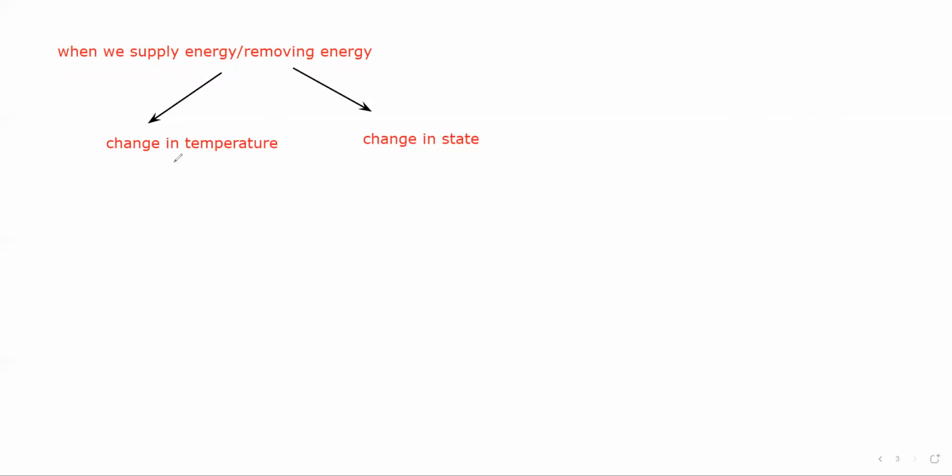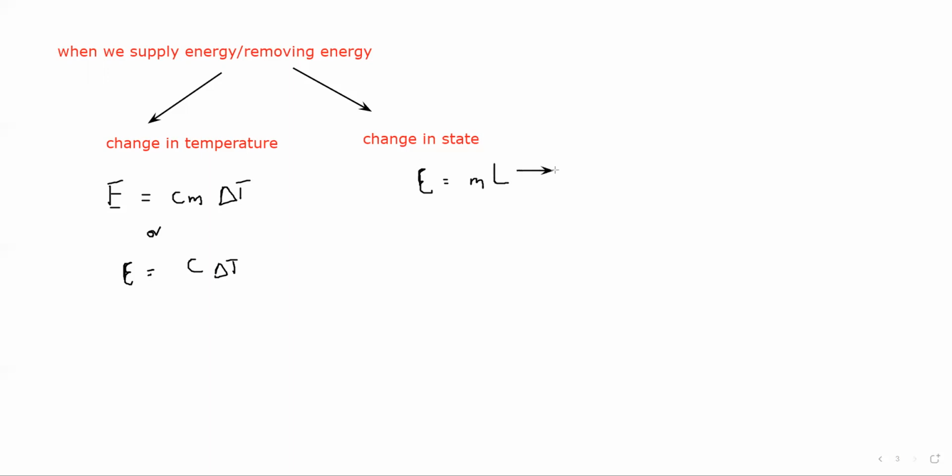So for the energy which we supply, if there is a change in temperature, the formula we use for heat capacity or specific heat capacity is E equals c m delta T. E equals specific heat capacity multiplied by mass and change in temperature. These are the two formulas. But if there is a change in state, the energy which we supply equals mass times latent heat, L: E equals m L. What is L? L stands for latent heat.